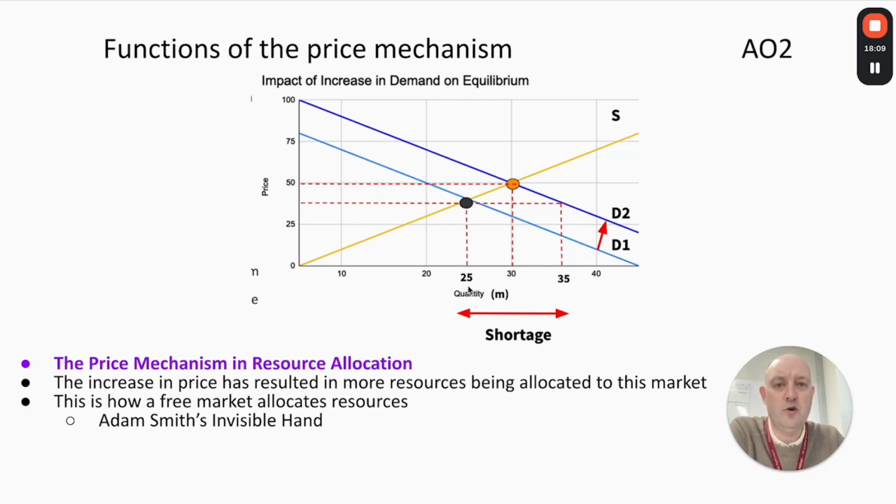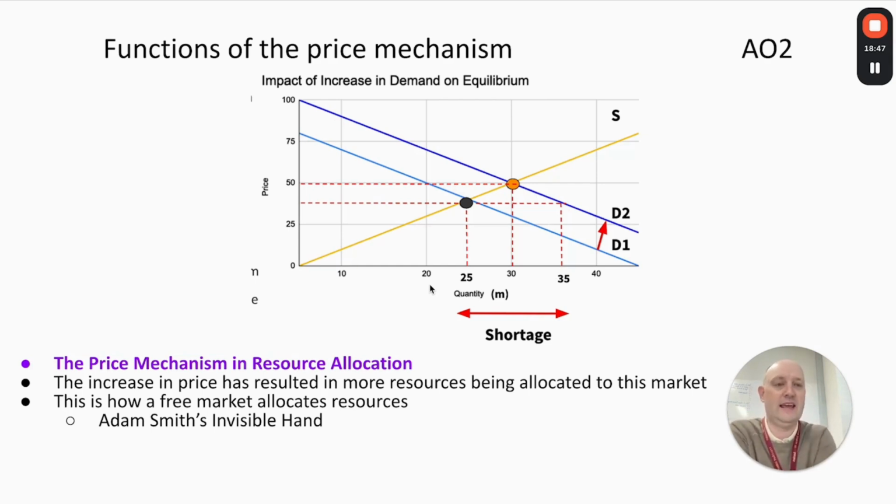And what we've got here is a reallocation of resources. In the new equilibrium, there are 30 million traded in the market, which is bigger than the initial equilibrium of 25 million. And that means that now there are more resources allocated to this industry, because obviously we need more resources to produce 30 million than 25 million. And so you can see that the increase in price has resulted in more resources being allocated to this market. And this is therefore how a free market allocates resources. When there's a change in supply or demand, then more or fewer resources are going to be allocated to this market. And so this is how the free market allocates resources.